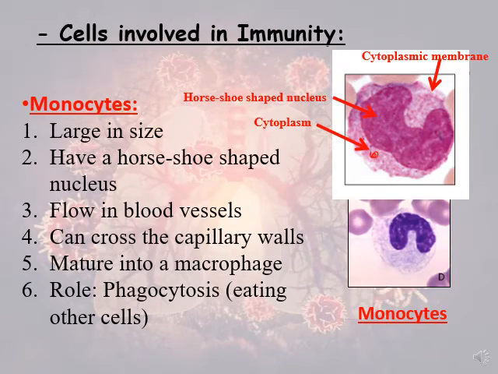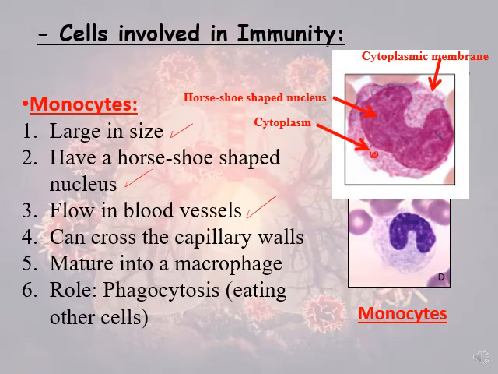What are the characteristics of the monocytes? You have to study these characteristics. Monocytes are large in size. They have a horseshoe-shaped nucleus. They can flow in the blood vessels. They can move in the blood vessels. They can cross the capillary walls. And they can mature. They can develop into a macrophage.